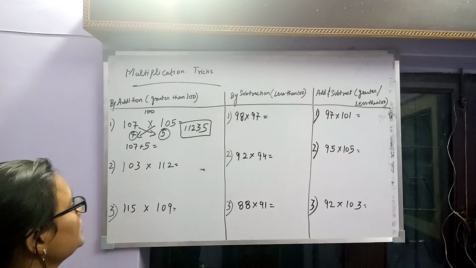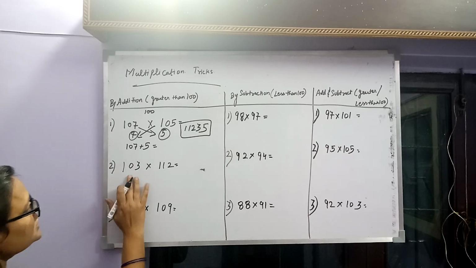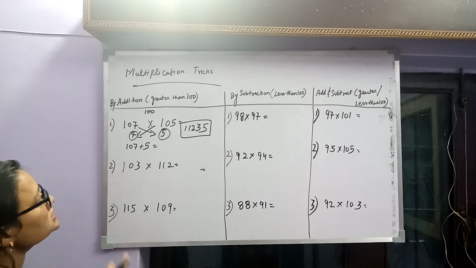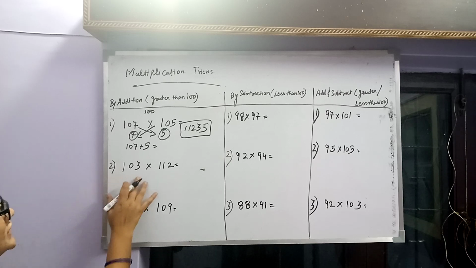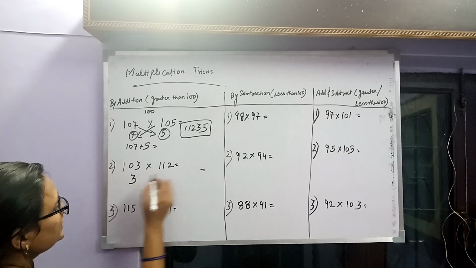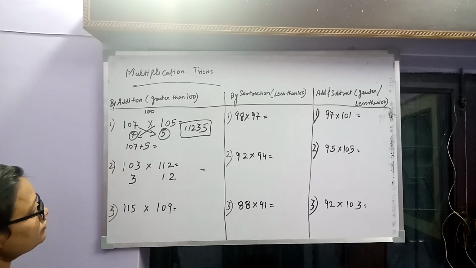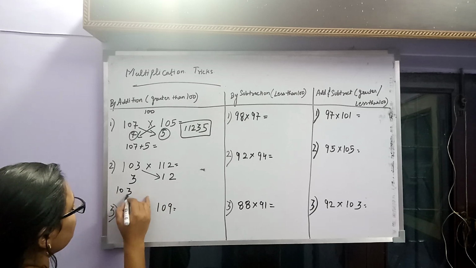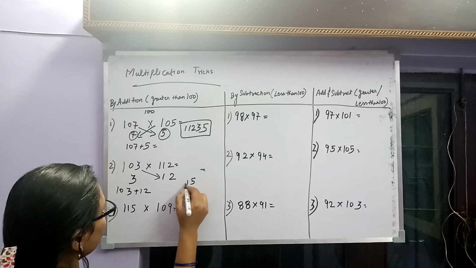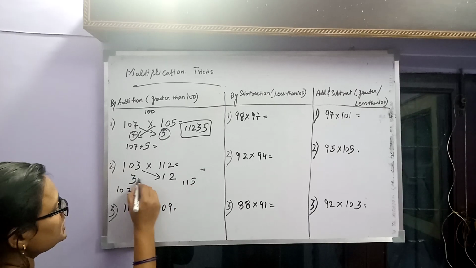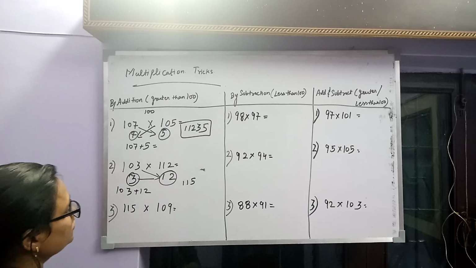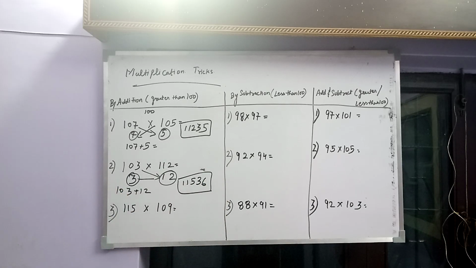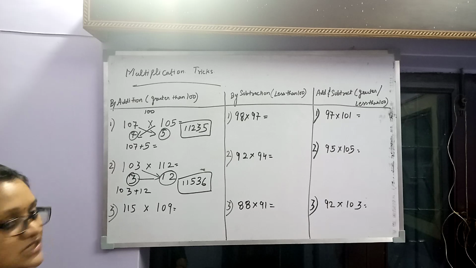Now let's look at another example like this: 103 multiplied by 112. First we look at how much each is greater than 100. It is 3 and this is 12. Now we add one to the other: 103 plus 12 is equal to 115. Next, we multiply these two numbers, 3 and 12, and we get 36. So this is how we get the multiplication for this type of question.